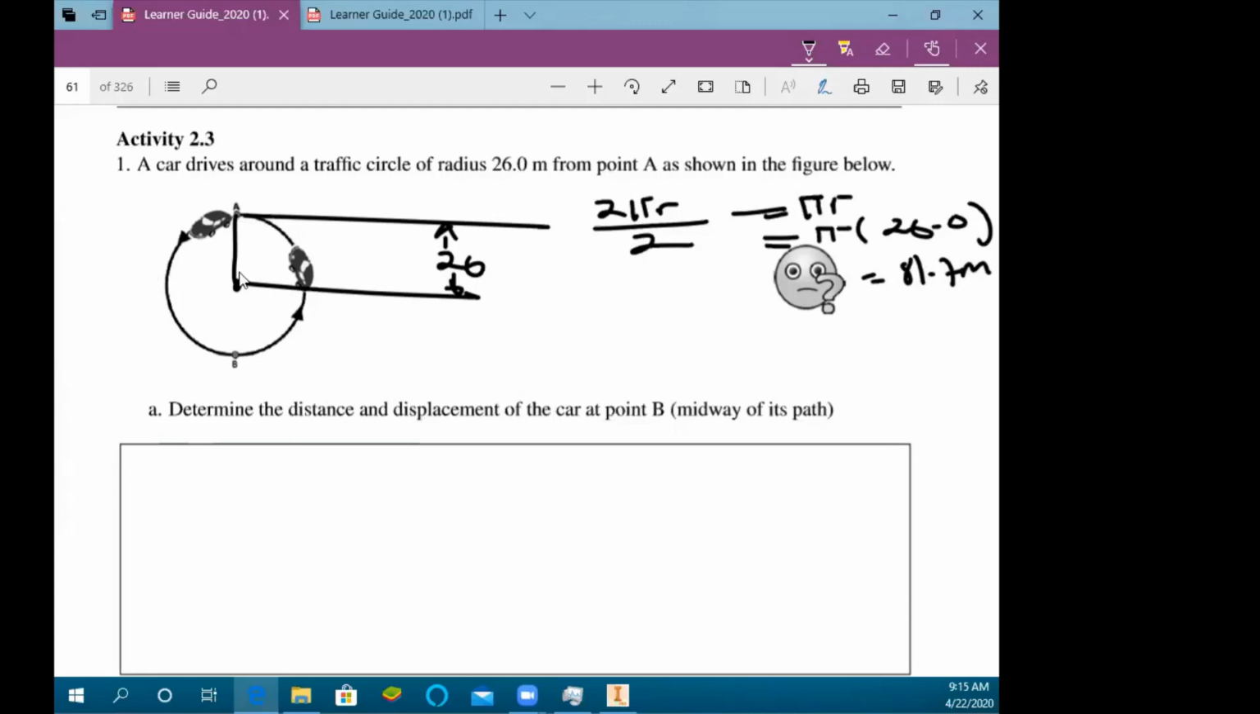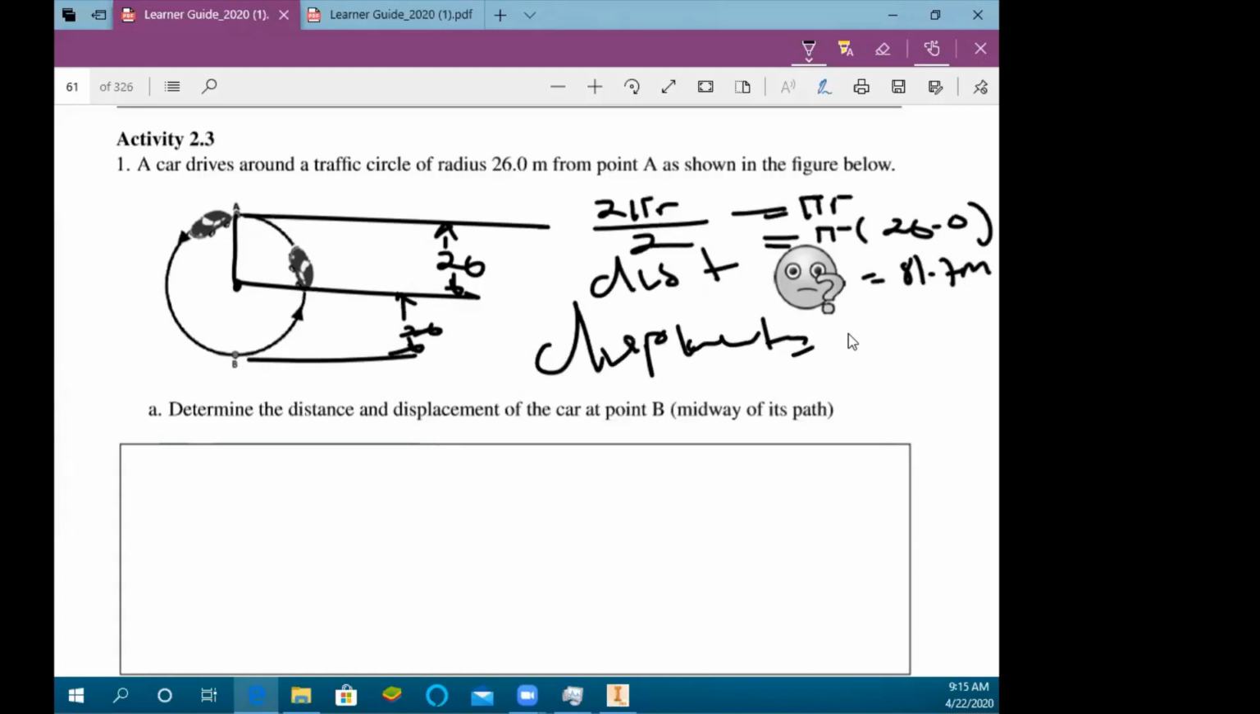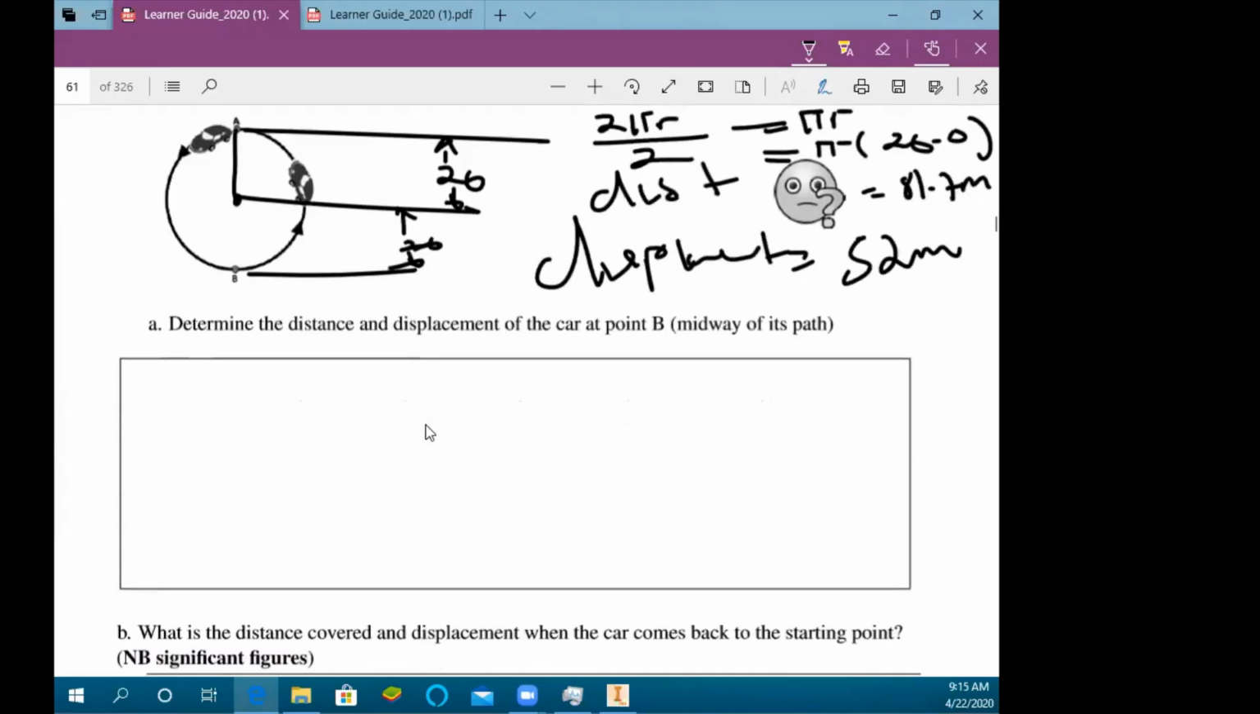The displacement is this distance from here to there. In this case, the displacement is just the shortest distance between these points. And we know that this is 26. The other half is also 26, isn't it? Yes. So the total distance from this point to this point is 26 times 2, right? 52. Yes. So the displacement is 52 meters, right? Yes. Great.